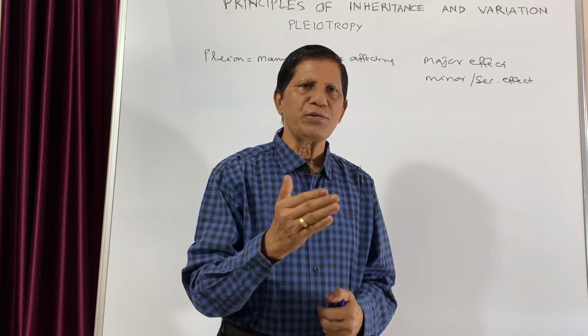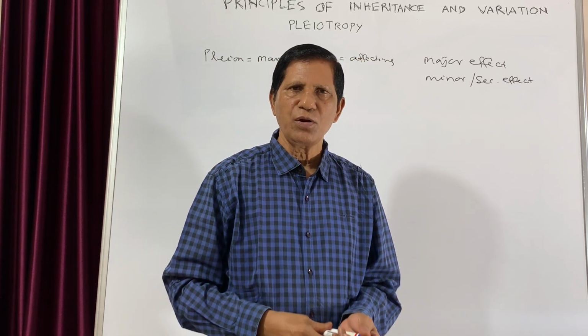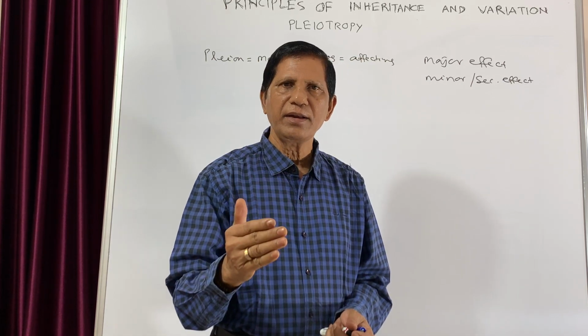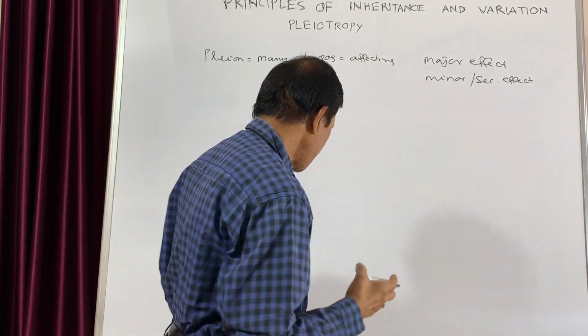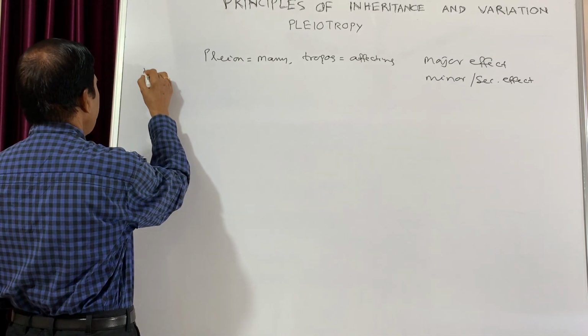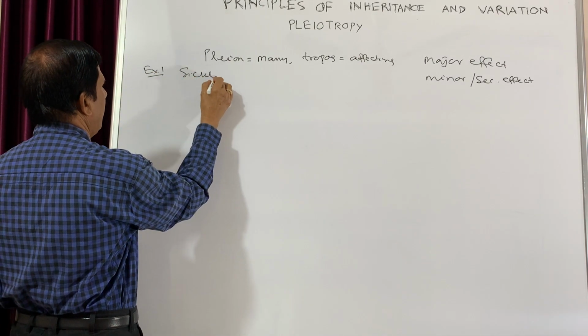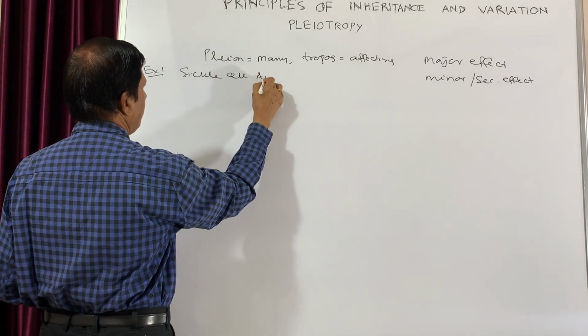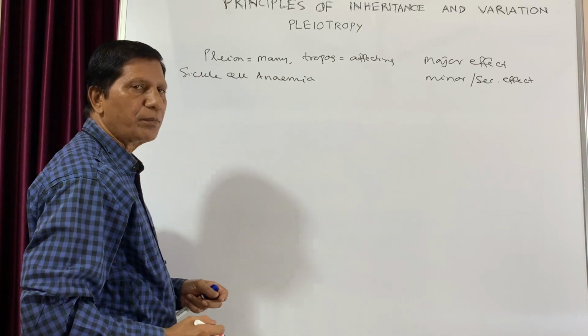Now, what are the examples of this pleiotropic gene? There are two examples from human beings. One is sickle cell anemia, the other is phenylketonuria. So, let us discuss. The first example, number one, is sickle cell anemia. This is one example of the pleiotropic gene.